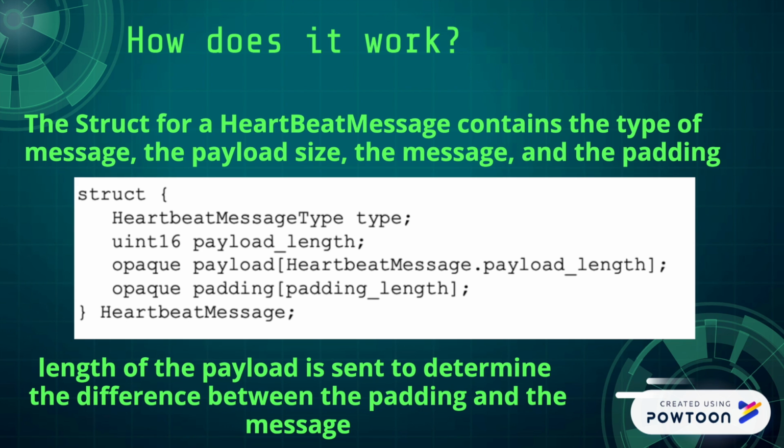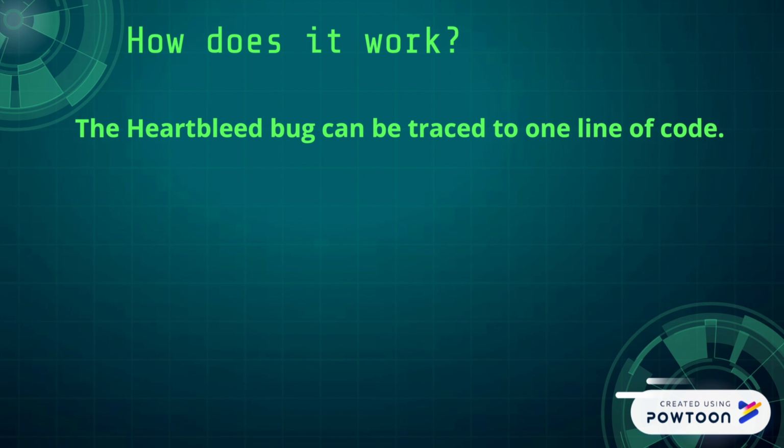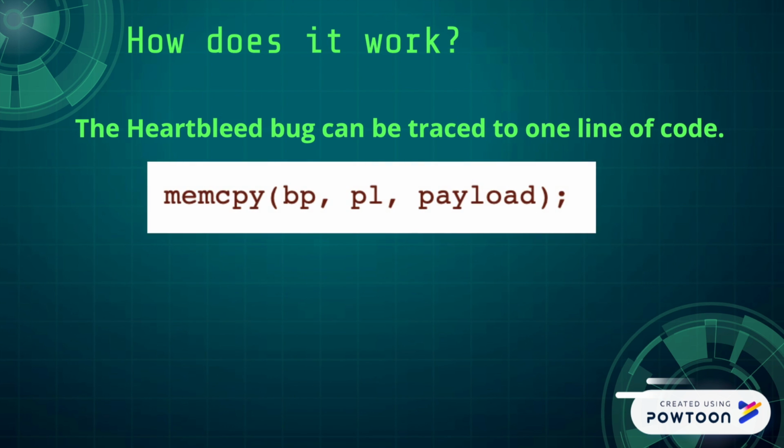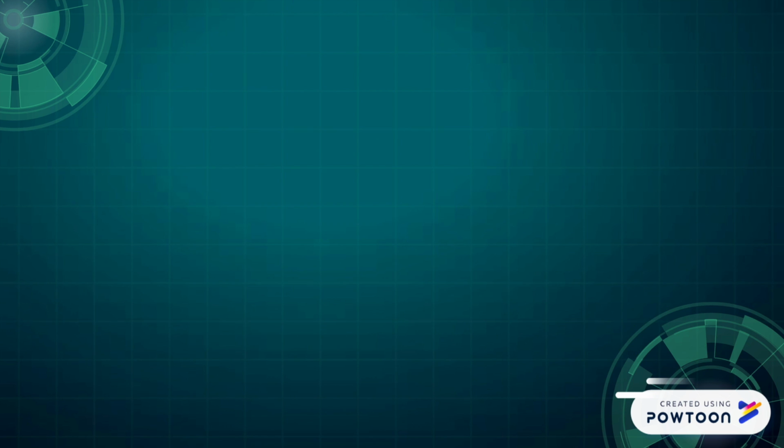The job of the service is to copy the payload, the request message, and copy it back with the response and send it back with padding. The Heartbleed vulnerability can be traced to one line of code. This code, memcpy, copies a block of memory that contains the number of payload bytes from the message received into a new location. The message is then padded with random bytes of data and sent back.